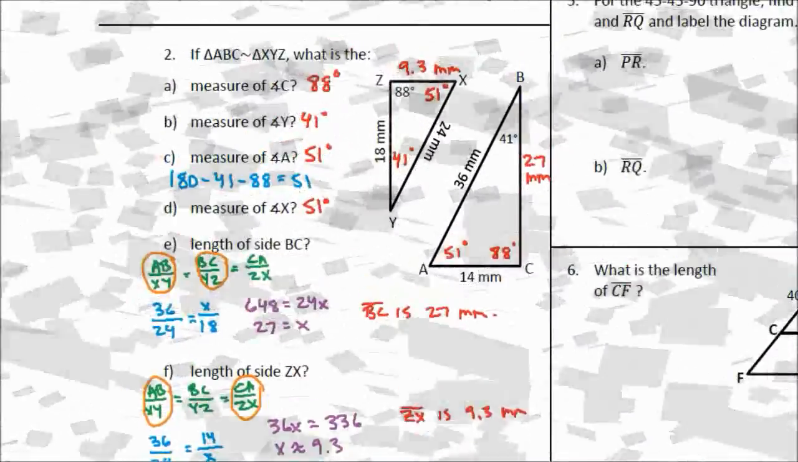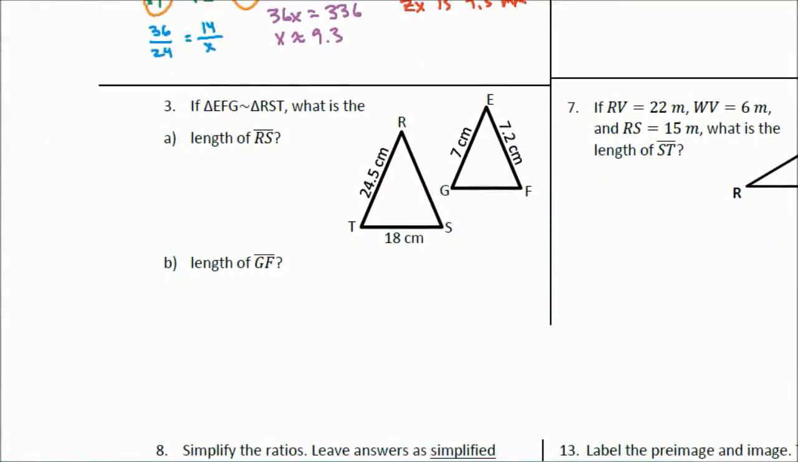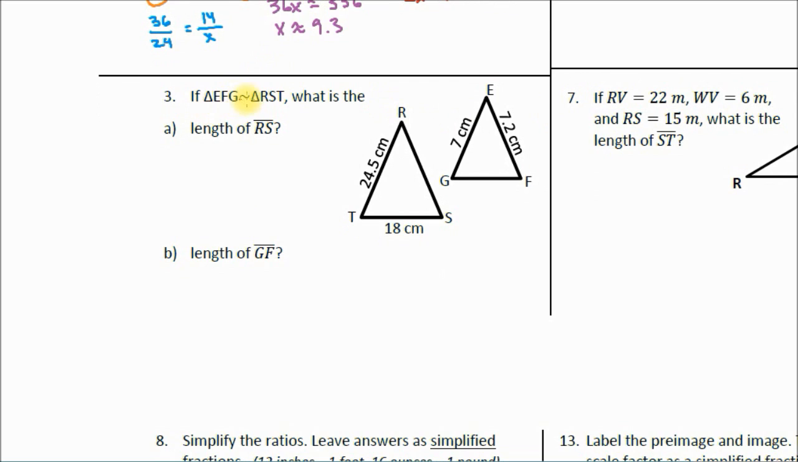Let's go to question number 3. If triangle EFG is similar to triangle RST, what is the length of RS? Well, here we go again. We probably want to write a proportionality statement so we can figure out what sides match up here. So I'm going to go ahead and do that here on the bottom.